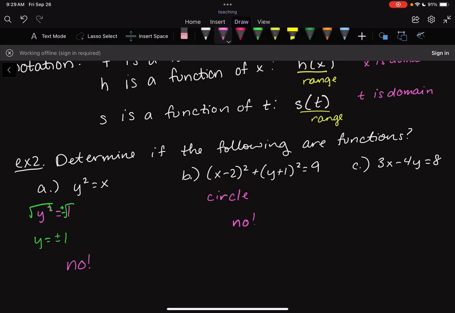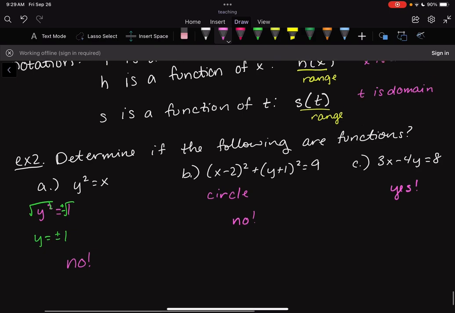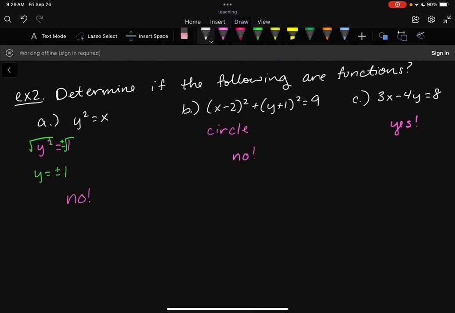For my last one, C over here, I could do either way. I could think about what the graph looks like, or I can think about if I plugged in an x, could I get a different y? Now, I will say that we will do lines in our next section. Part C is a line. So this is going to be, yes, a function. It is just a line. And so again, I think that that'll become easier for us as we actually go through the chapter.